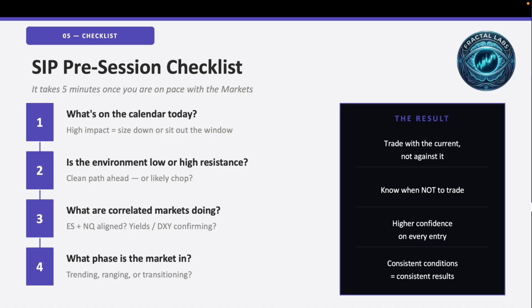And then what phase is the market in? Is it trending? Is it ranging? Is it transitioning? Do you have to sit on your hands? Do you have to actively look for a trade? And here you have the result, which is trade with the current, not against it. Your friend is your friend for a reason. Knowing when not to trade is very important, even more than knowing when to trade. This gives you higher confidence on every entry because you know the best context conditions to look for your setup. And finally, consistent conditions equals consistent results.